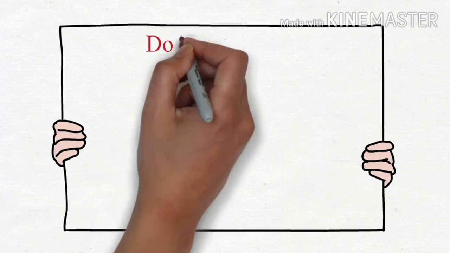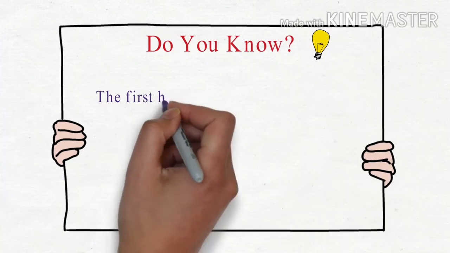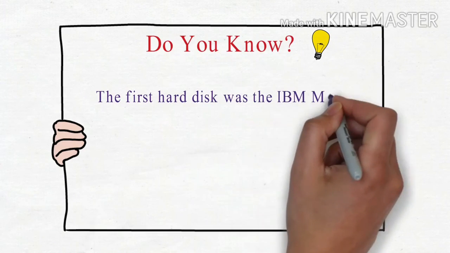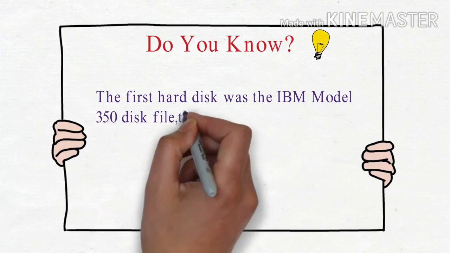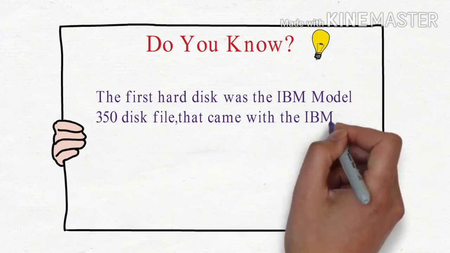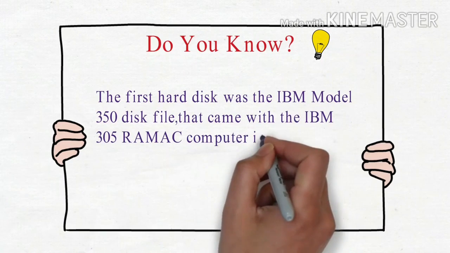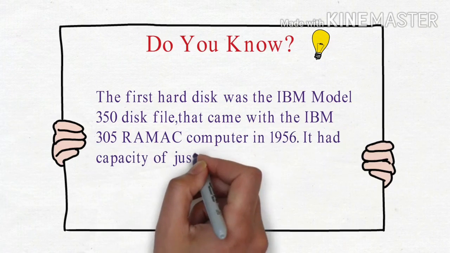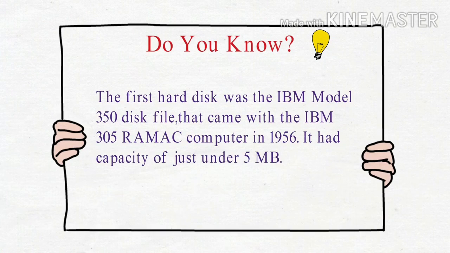Do you know? The first hard disk was the IBM Model 350 disk file that came with the IBM 305 RAMAC computer in 1956. It had a capacity of just under 5 megabytes.